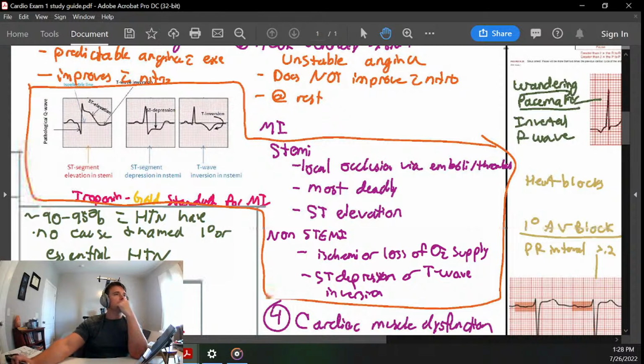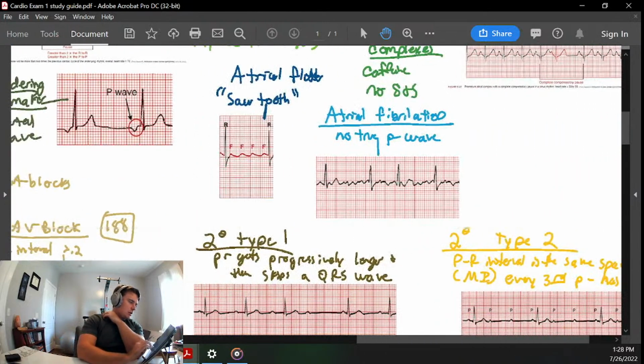So going through, 6 PVCs per minute is considered pathological, or a continuous run of 3 or more is pathological. So you need to get some help at that point. So it's 6 per minute. All right. So let's go to the next EKG.